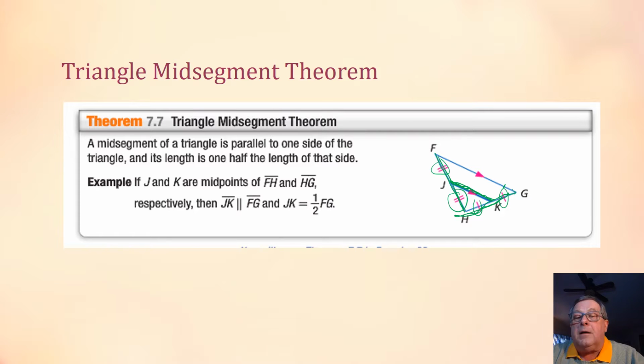So if our parallel line that's inside the triangle, connected to two sides, is parallel to the third side, and that segment, in this case JK, is a midsegment of both the other two sides, then JK would be 1/2 the length of FG. So we can use that plus the concept of parallel lines to find some measures within a triangle, and I believe that's what we're getting ready to do right now.